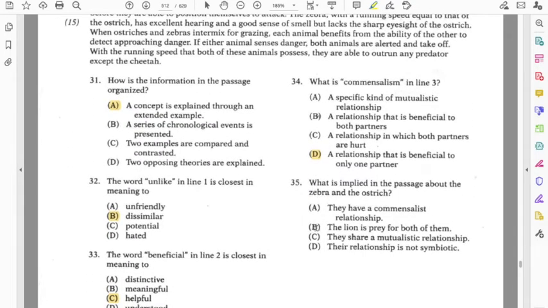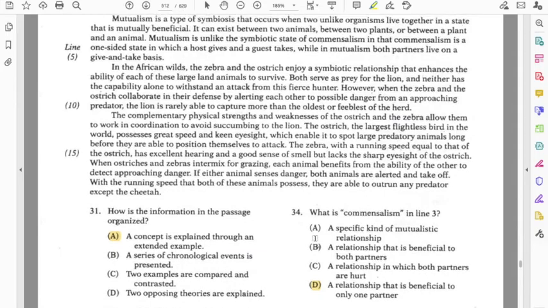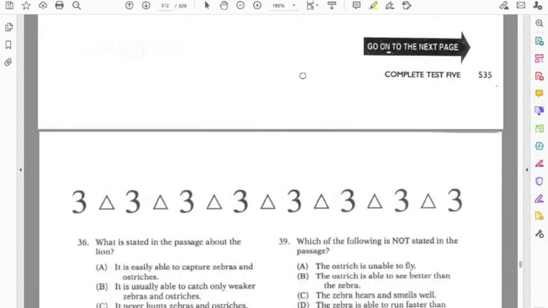The lion is prey? No, they are prey. Prey is the thing that's eaten. The lion is the predator. They share a mutualistic relationship. That is correct. And the relationship is not symbiotic. That's clearly false by line 6 there.